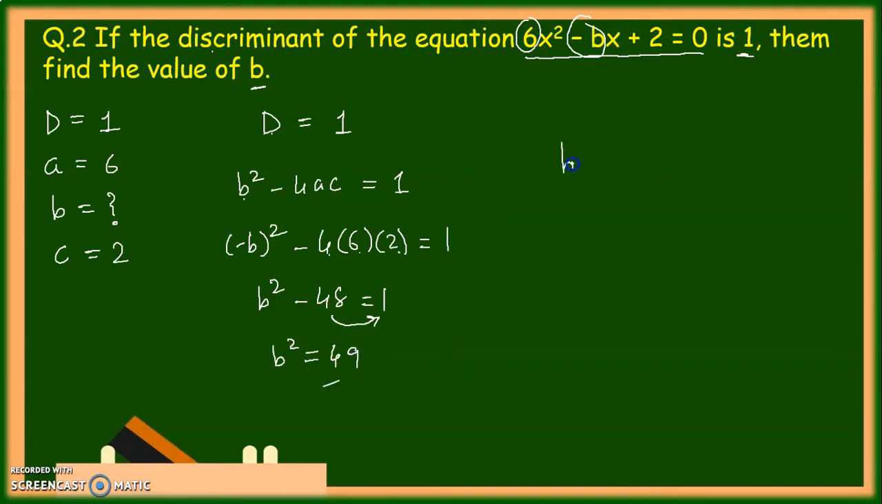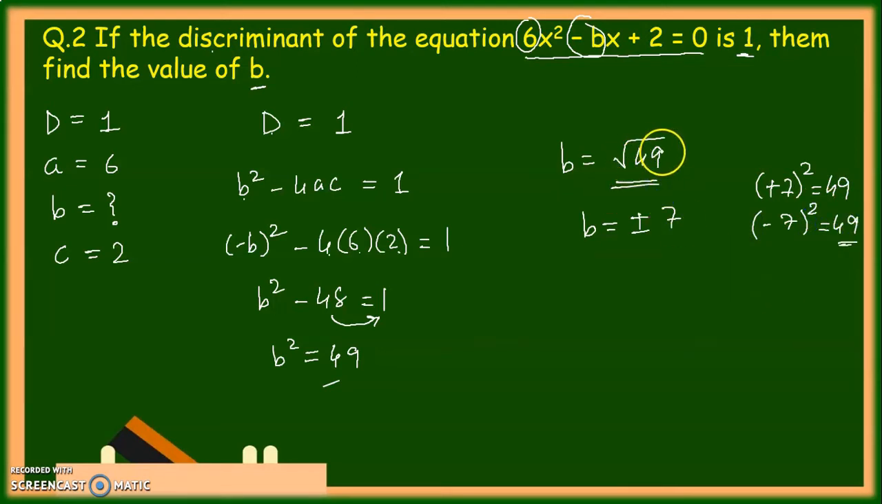So we get the value of b equal to under root 49. So that is equal to plus or minus 7. B may be plus 7 or minus 7, because if you do the square of plus 7, you will get 49. If you do the square of minus 7, then also you will get 49 only. So the answer of under root 49 will be plus or minus 7. If you write only plus 7 or only minus 7, then the answer will be wrong. The correct answer will be plus or minus 7. This is our answer.